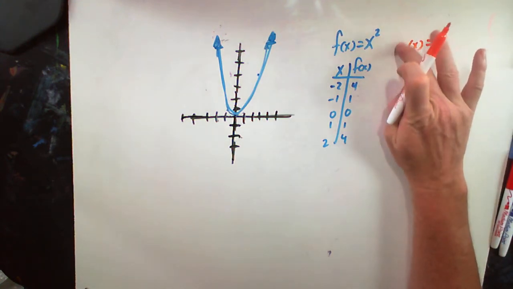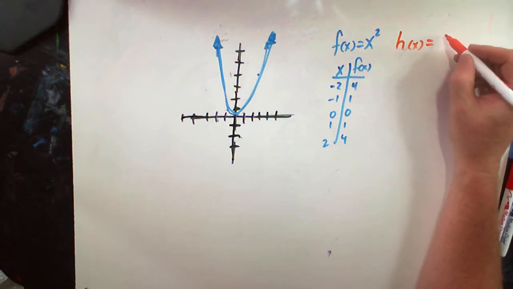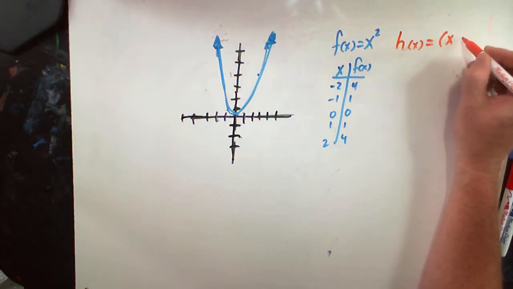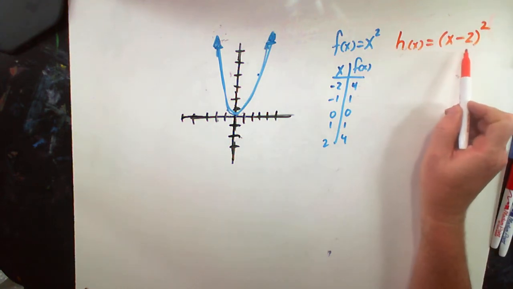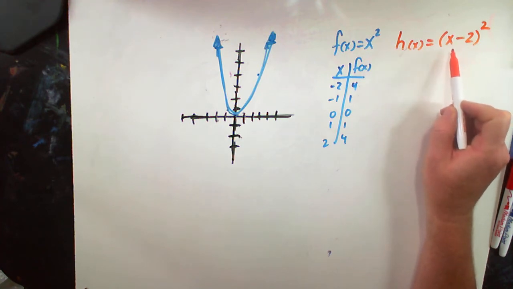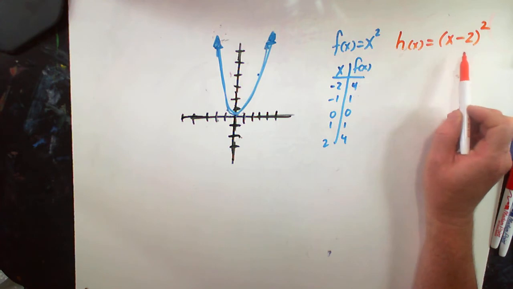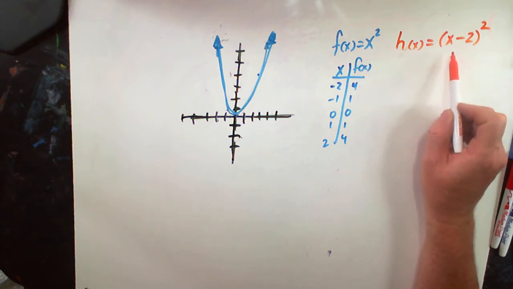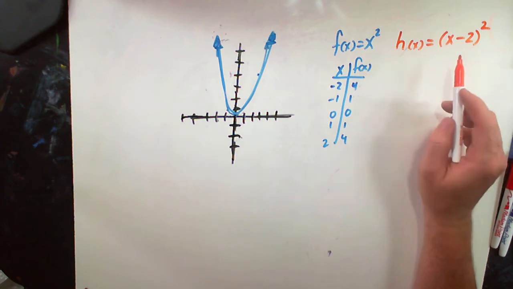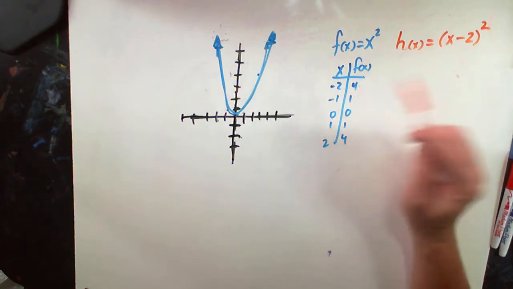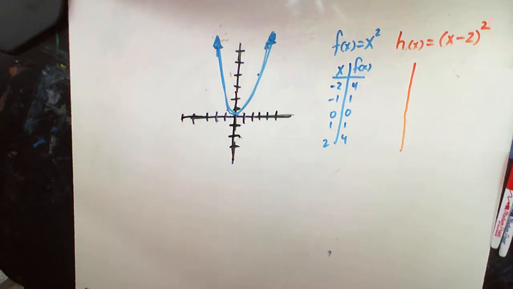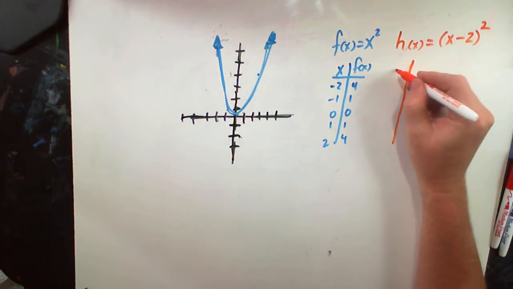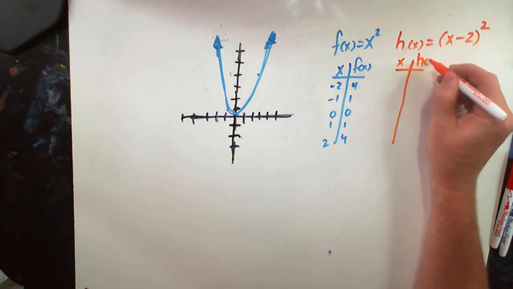So let's take this new function and we'll call it h of x, and we're going to go x minus 2 squared. So notice that this is what I mean when we go inside. When we do something directly to the x, that is going to have a horizontal effect on the graph of this function. And horizontal acts opposite of what you would think that it would do. I will show you what I mean by that as we go.